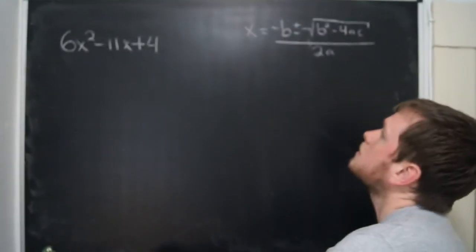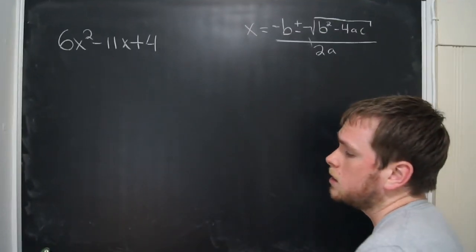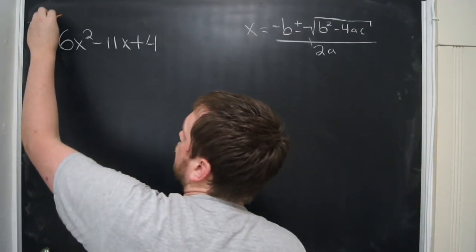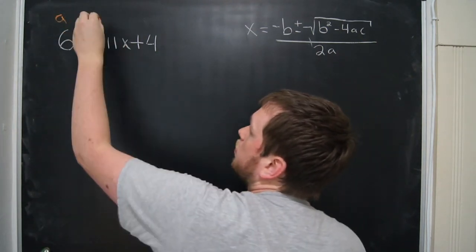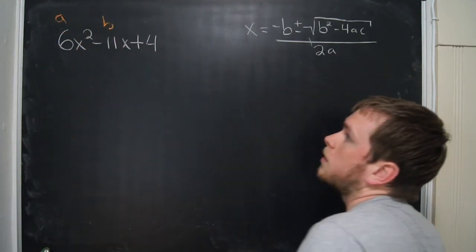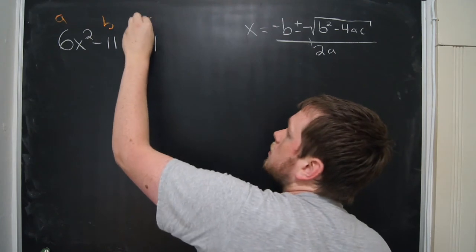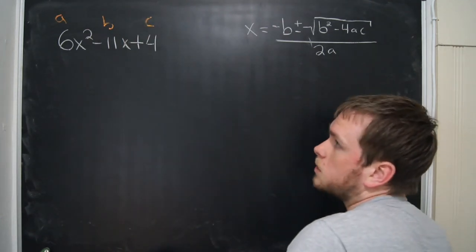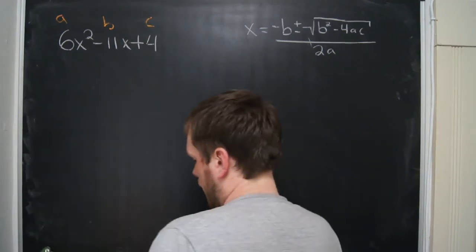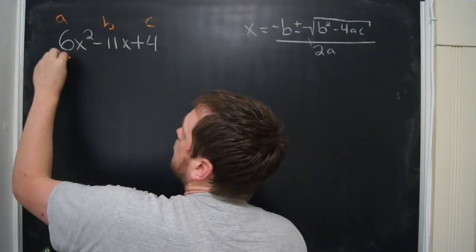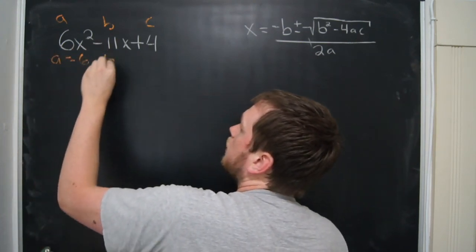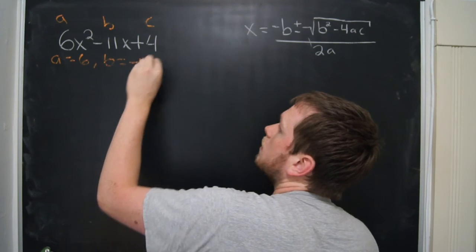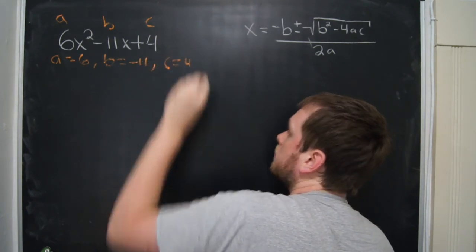So what is a, what's b, what's c? Well, a is the coefficient for your x squared term, b is the coefficient for your x term, and c is your trailing constant. So in this case, we would have that a is equal to 6, b is equal to negative 11, and c is equal to 4.